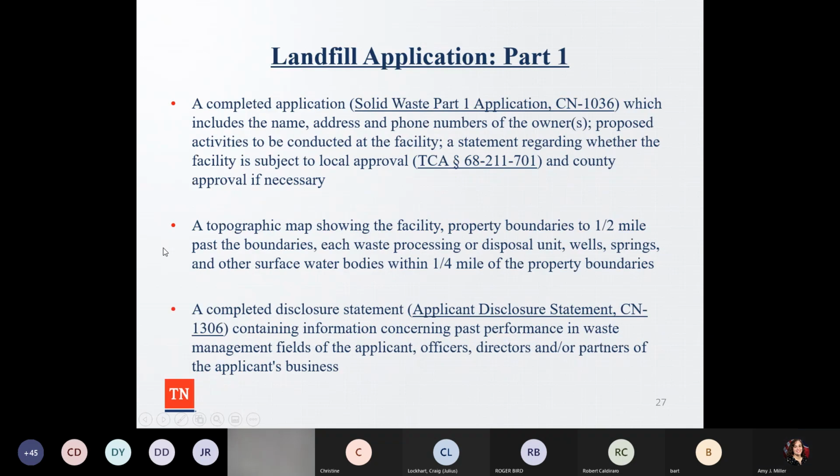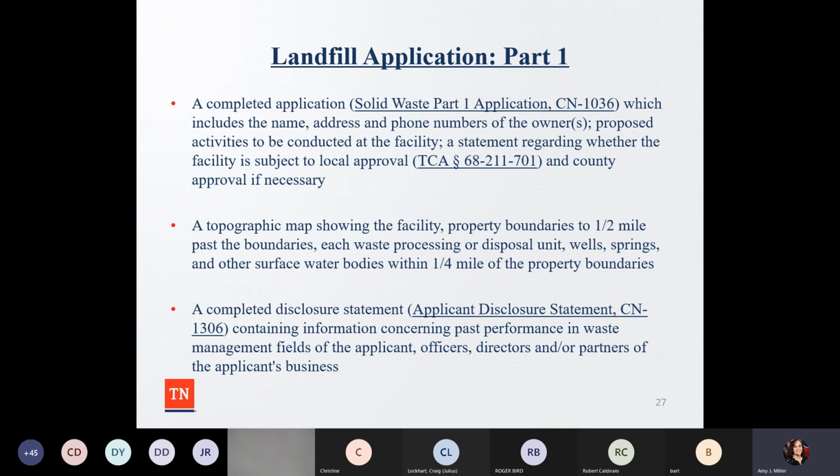So again, a person that wants to have a landfill in a community has to fill out a solid waste part 1 application, that's CN-1036. And they have to have, again, contact information, what the proposed activities are going to be at the facility, and then whether or not the facility is subject to county approval if necessary. So again, if somebody's coming in, a lot of times when these facilities are going into different communities, people are upset about it.